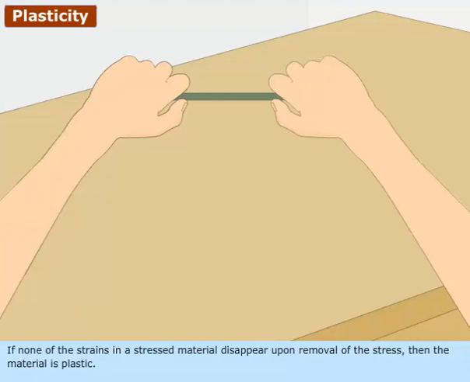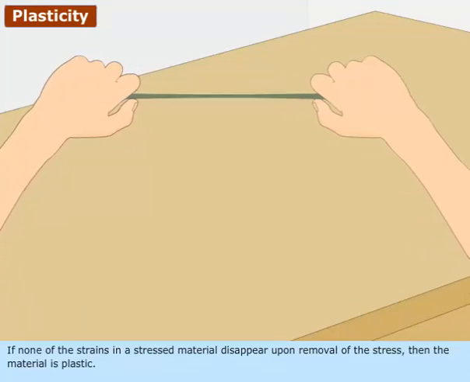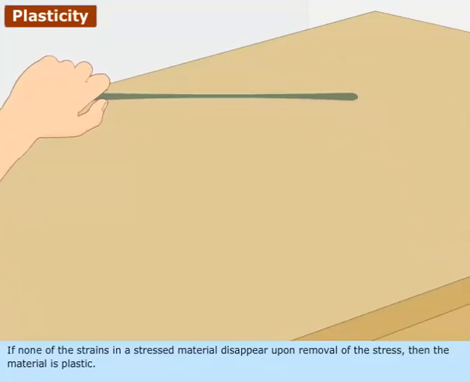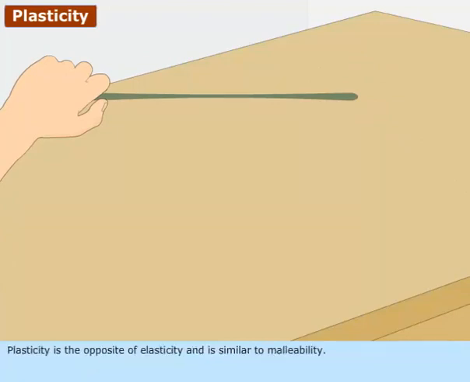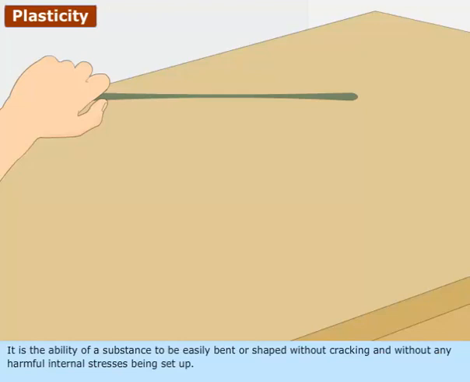If none of the strains in a stressed material disappears upon removal of the stress, then the material is plastic. Plasticity is the opposite of elasticity and is similar to malleability. It is the ability of a substance to be easily bent or shaped without cracking and without any harmful internal stresses being set up.